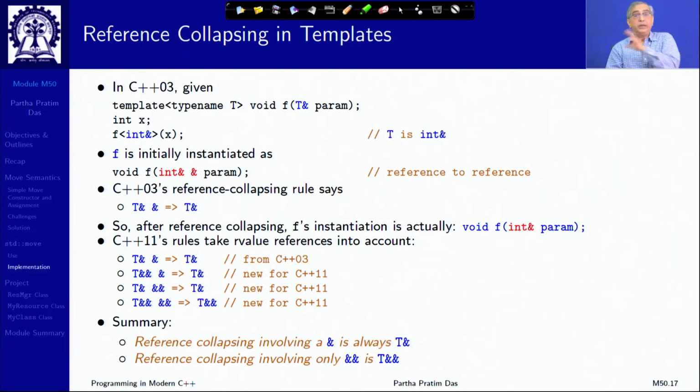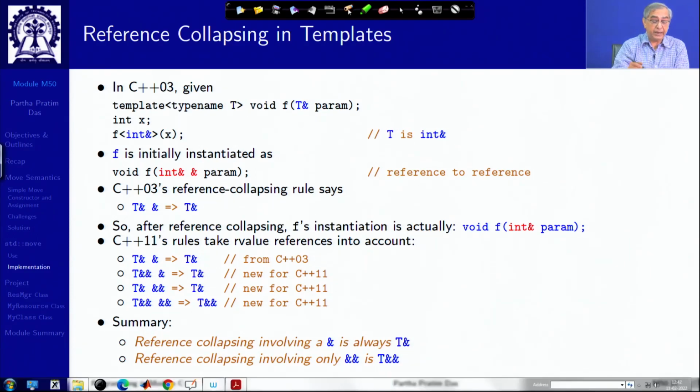Now, before we understand how std::move works, we need to understand the concept of reference collapsing in templates, right. So, std::move is a template, obviously, because it is working for any type. In C++03, if you had a template like this, typename T and you have T ampersand, and then you are trying to pass a value x to this function f, then naturally x's type is int ampersand, because it is a variable, it is an L value. So, this will deduce that T is int ampersand.